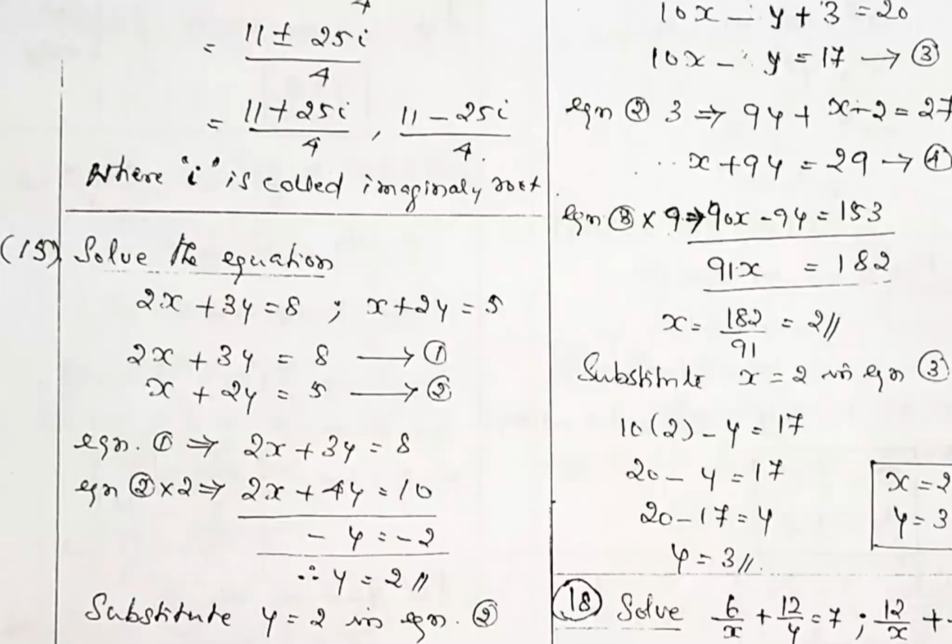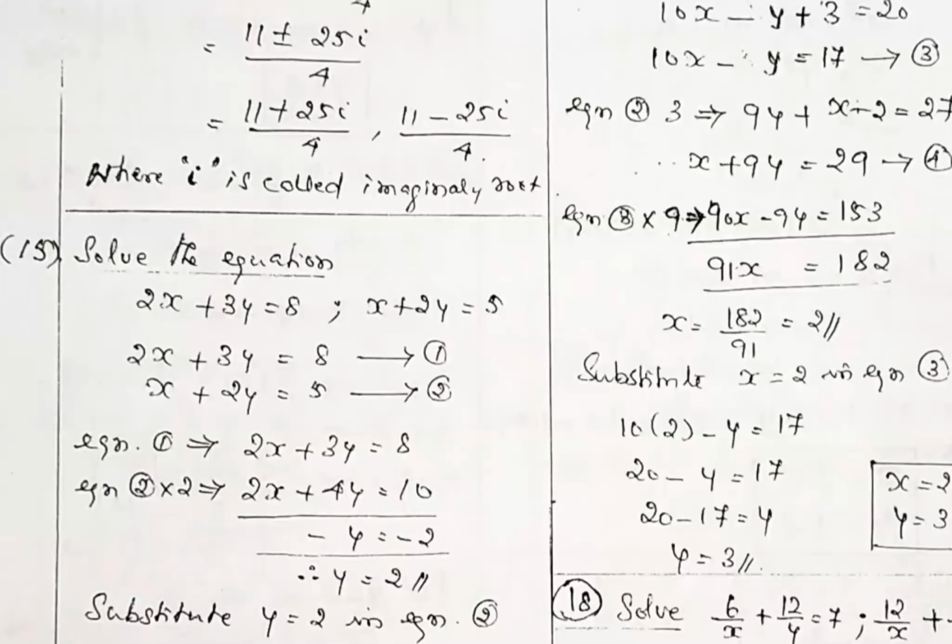You write equation 1 as it is, no change: 2x plus 3y is equal to 8. The second equation, if it is multiplied by 2, becomes 2x plus 4y is equal to 10. Now we see the x coefficients are the same. Subtract. x will get cancelled. So minus y is equal to minus 2, so y is equal to 2 we are getting.